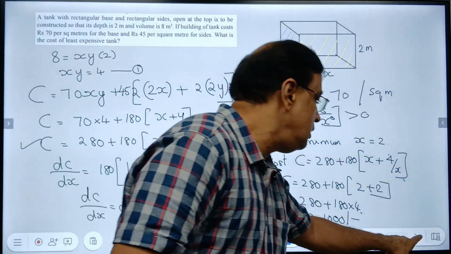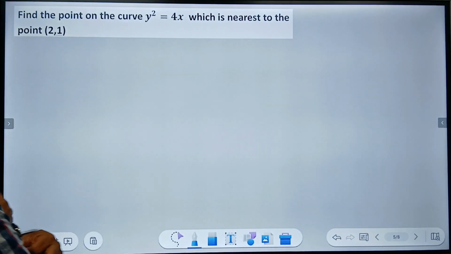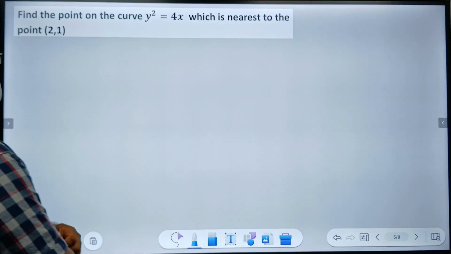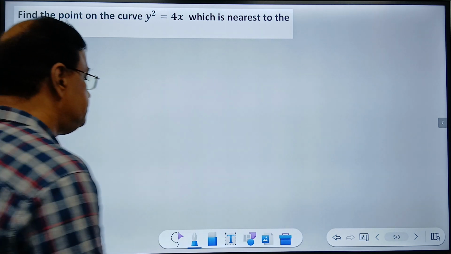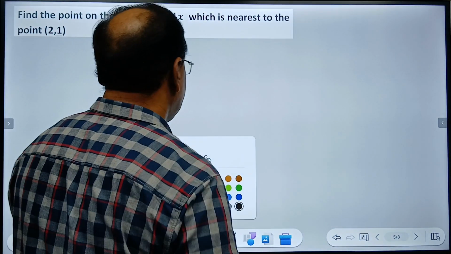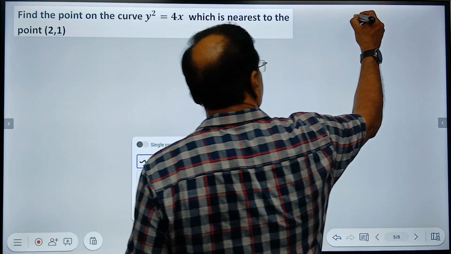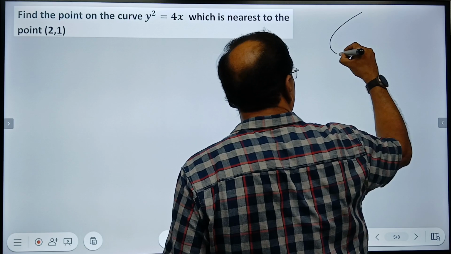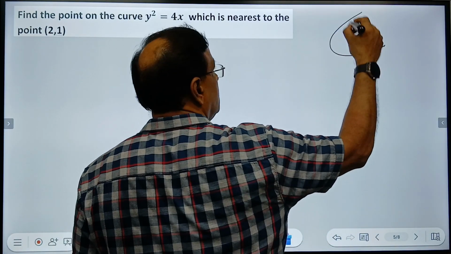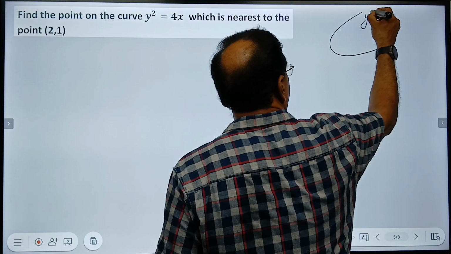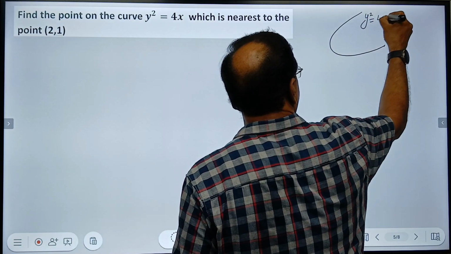Okay. Now let's go to the next problem. This is a very important and slightly difficult question also. So let's see. Find the point on the curve y square equal to 4x, which is nearest to the point. Okay. Now what is y square equal to 4x? Y square equal to 4x is a parabola. So I am not interested in drawing a perfect parabola. It's a parabola or some curve. So what is the equation of the curve? Y square equal to 4x.